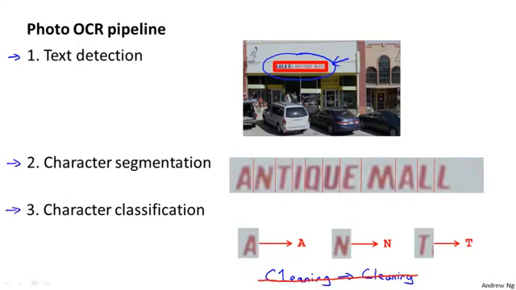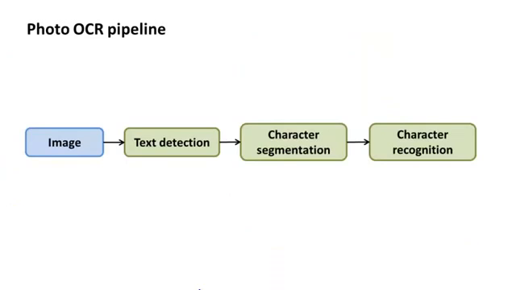A system like this is what we call a machine learning pipeline. In particular, here's a picture showing the photo OCR pipeline. We have an image which is then fed to the text detection system, and having detected the text regions, we then segment out the individual characters in the text, and finally we recognize the individual characters.